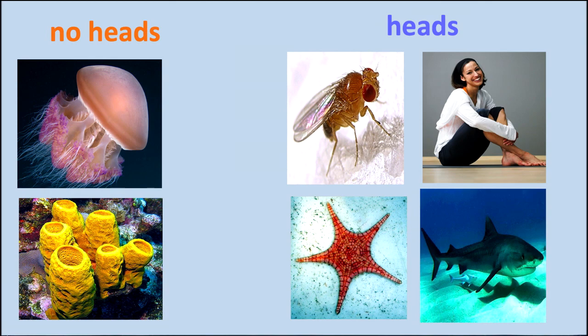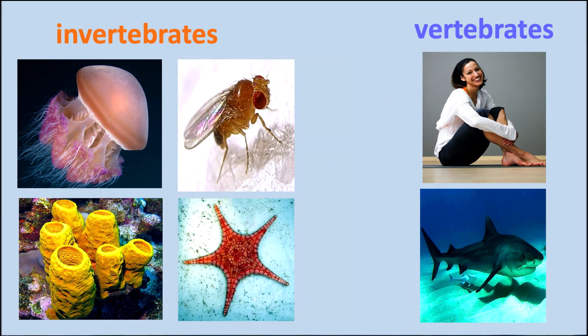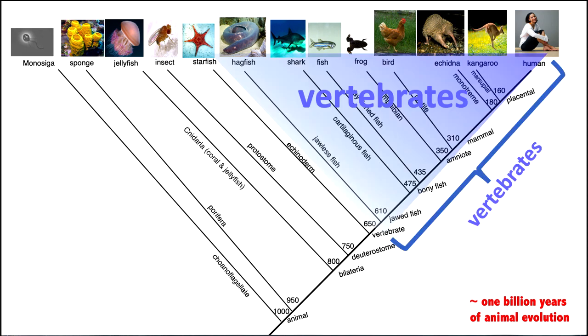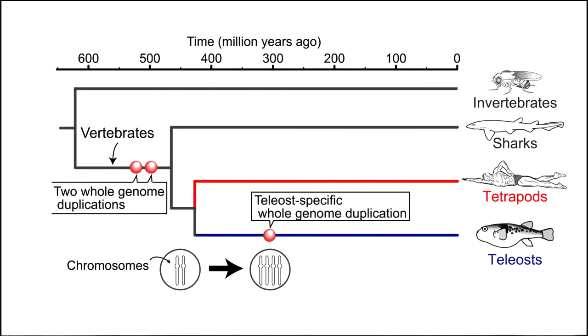But what about vertebrates? Well, flies aren't vertebrates, and starfish aren't vertebrates, so they have to go over to the left when you divide things between invertebrates and vertebrates. So let's look at this tree again. Here are the vertebrates, and here are the invertebrates all the way down. What that means is vertebrates evolved from invertebrates.